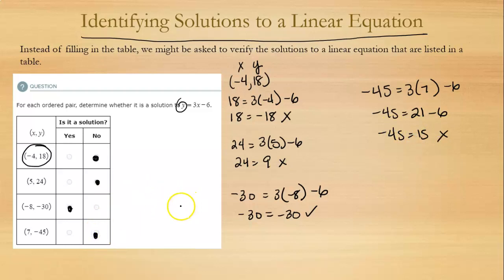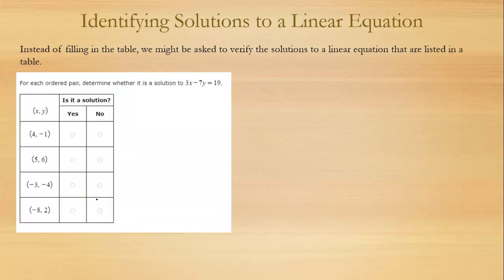It is also possible to get a whole table full of yeses or a whole table full of no's. You don't just have to have one yes, and you don't have to have any yeses. So don't be scared if you get all no's. You might want to double check your work because it doesn't happen very often, but it does happen. Pause the video and try this one on your own.